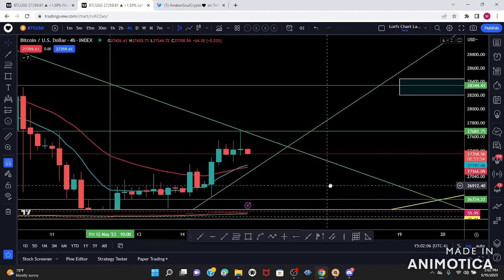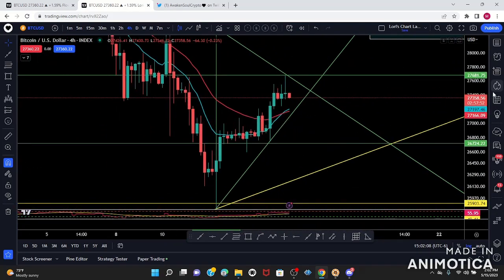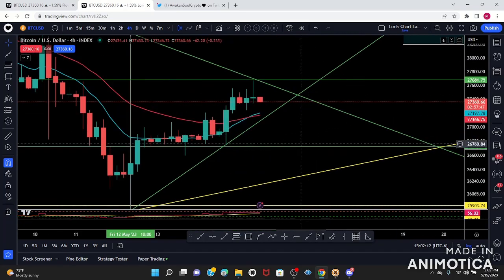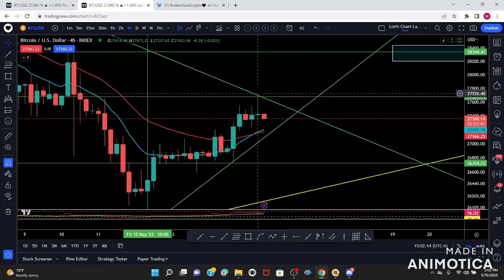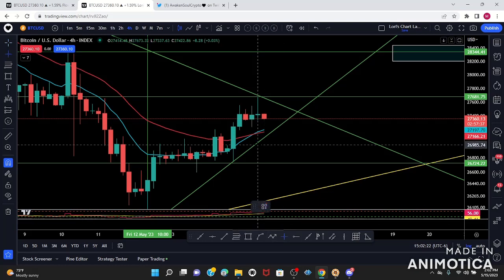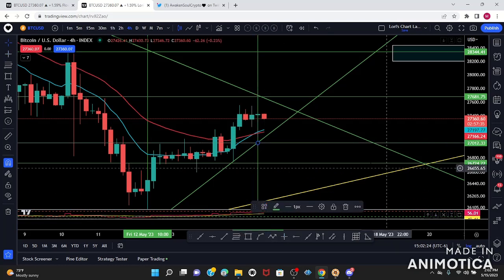So I do have a bullish target for the 4 hours and a bearish target. It would have to be, okay, let's assume this is the high, right? And we roll over, we cross the support. So my bearish target would be right here at 27.